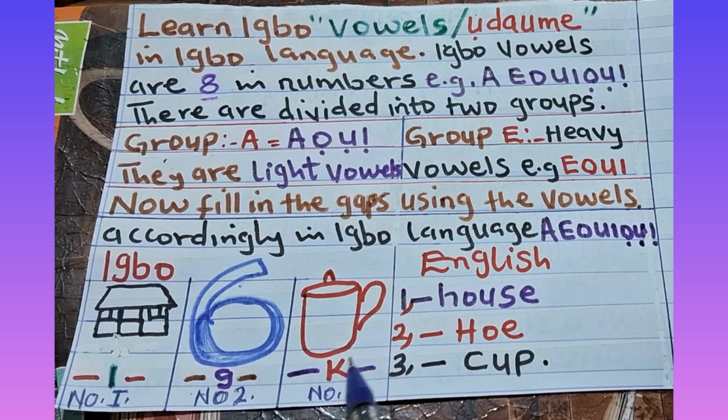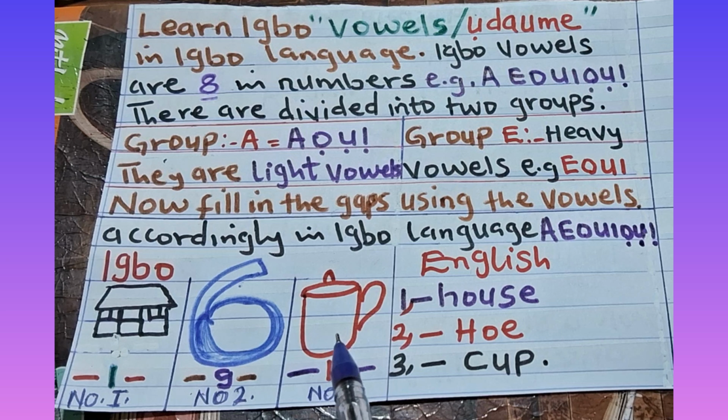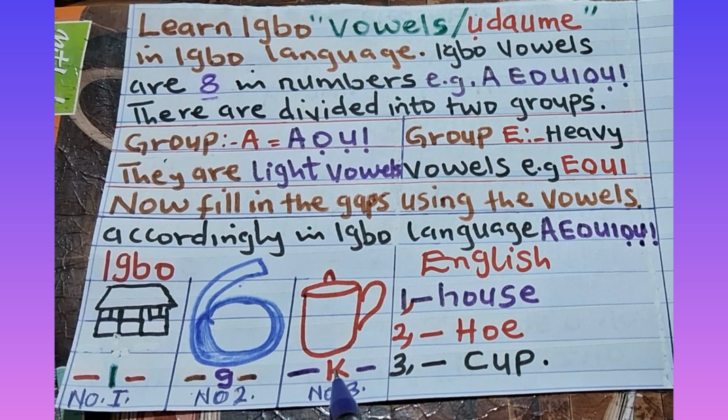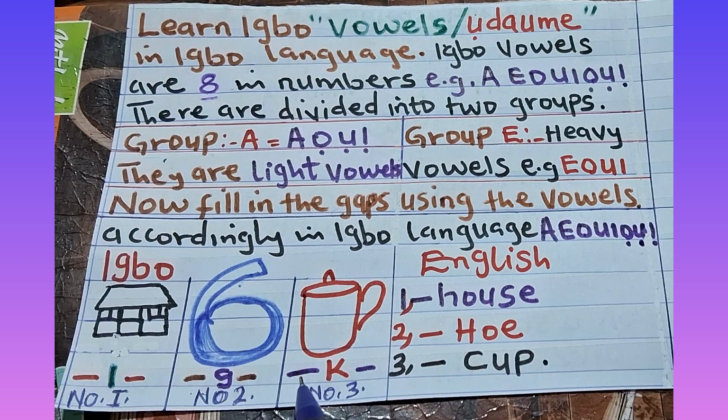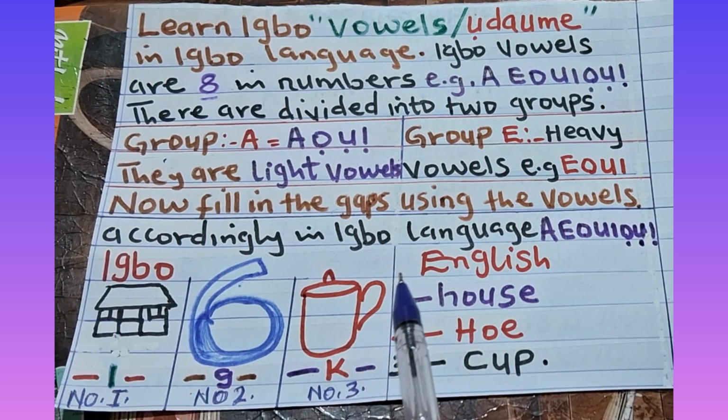The third one is cup, iko. The object here we drew is called iko. Then fix in the 2 vowels that are missing. Then this key is the consonant. It's giving you the consonant, so fix in the 2 vowels. And then select them from here and fix it.